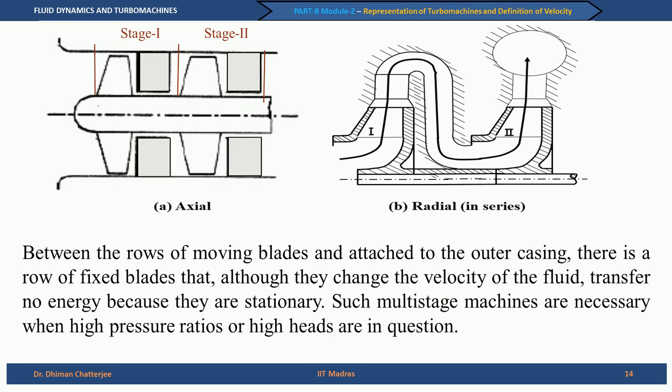In this case, both the impellers are connected to the same shaft and driven by the same motor. So, we are talking about the same shaft, and the same housing holding both stages 1 and 2. And of course, you can see that between the rows of moving blades and attached to the outer casing, there could be rows of fixed blades. Such multi-stage machines are necessary when high pressure ratios or high heads are in question.